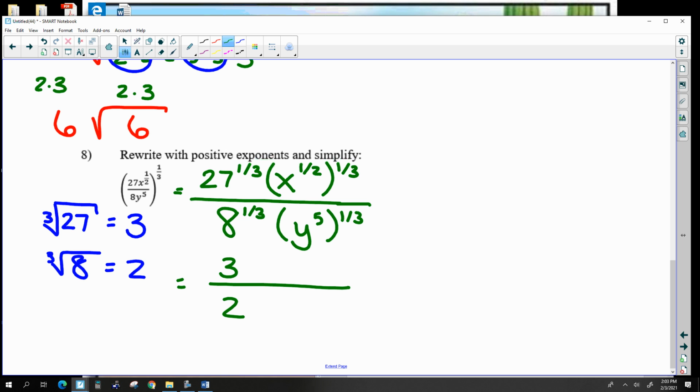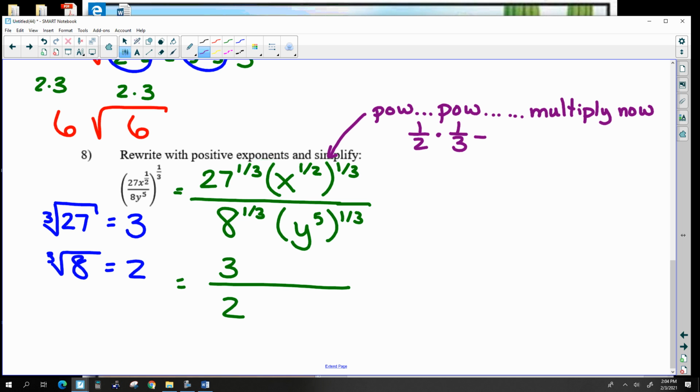Now let's talk about those exponents. Let's talk about the x and the y. You may recall from last chapter that this is a power, right? Pow. Multiply that. So in essence, this x is 1/2 times 1/3. And so 1 times 1 is 1, 2 times 3 is 6. So this is an x to the 1/6.